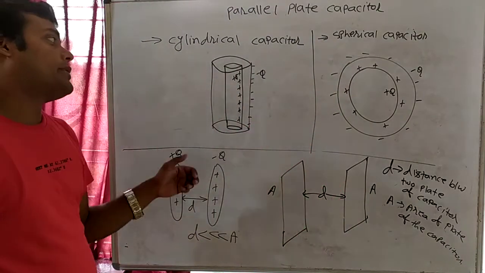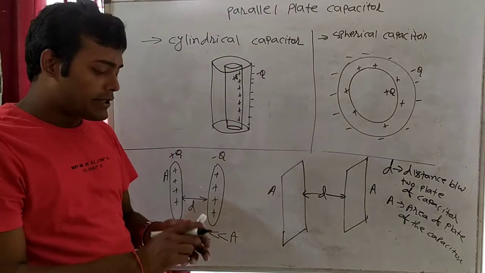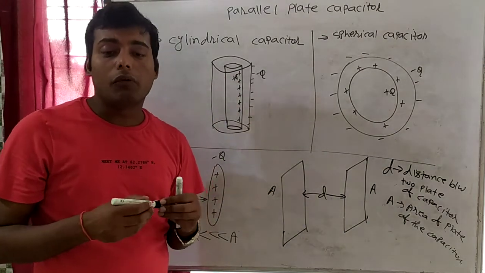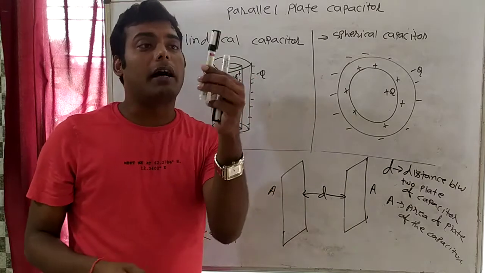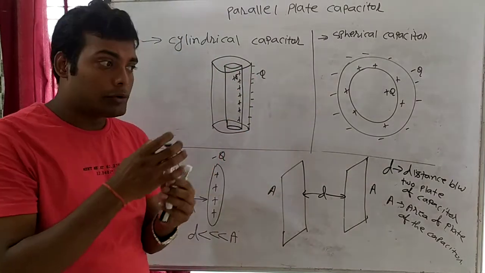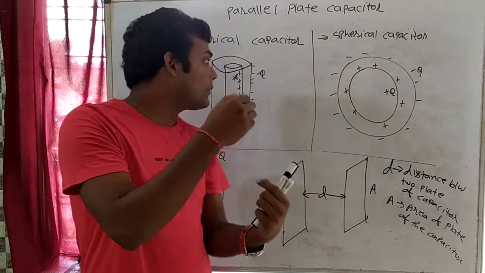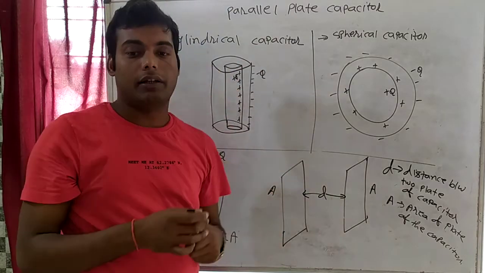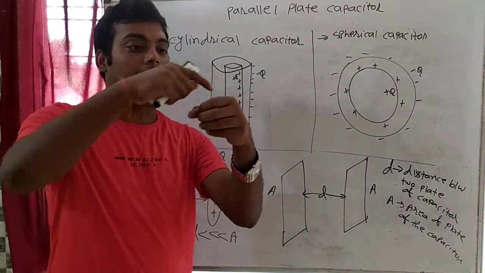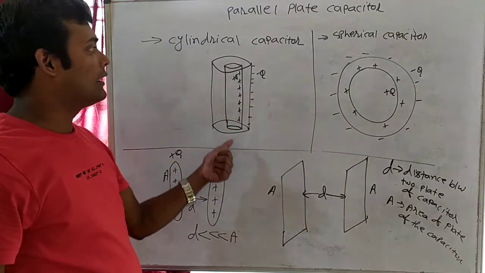See cylindrical capacitor. What is cylindrical capacitor? In this, the capacitor will be in the form of a cylinder. You all know what is cylinder? For example, this marker is in the shape of a cylinder. So there is one cylinder, and another cylinder is covering this one. That is known as cylindrical capacitor.